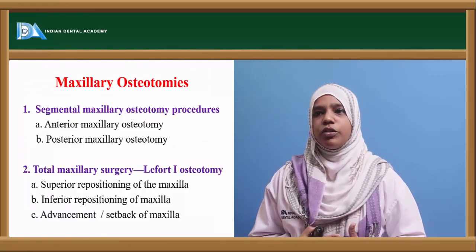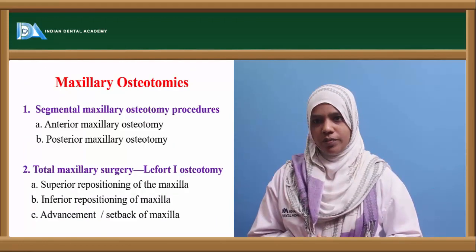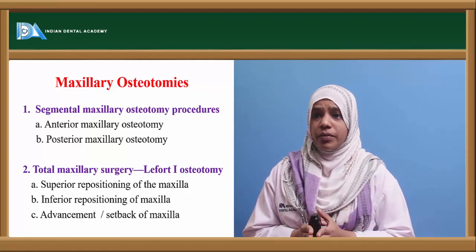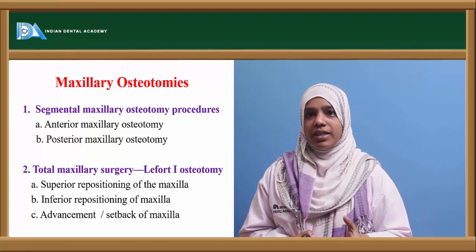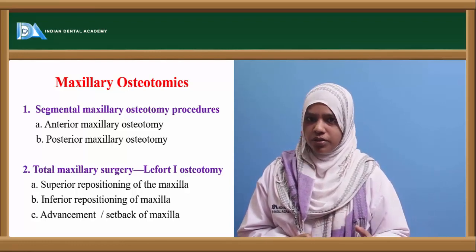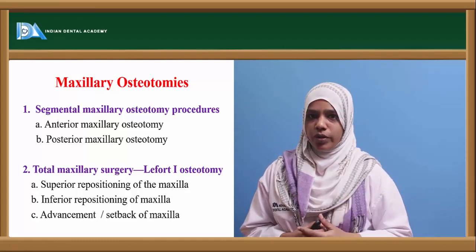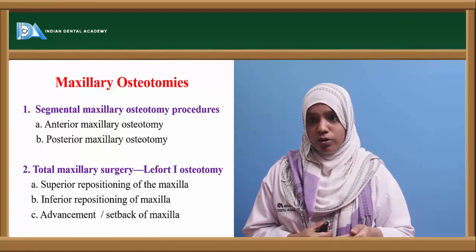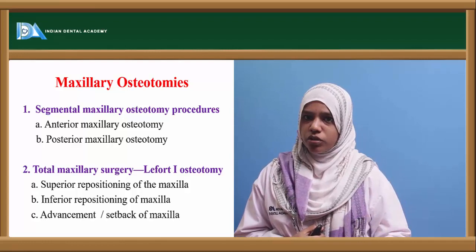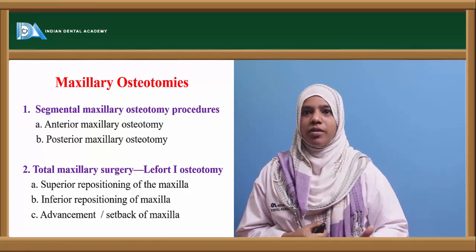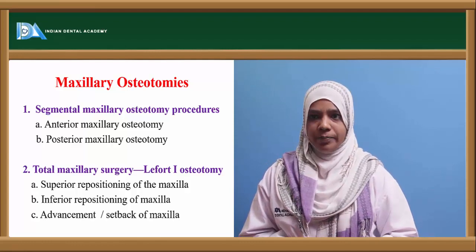Now let's move on to the maxillary osteotomy procedures. Maxillary osteotomy procedures consist of segmental maxillary osteotomy, that is anterior maxillary osteotomy and posterior maxillary osteotomy, and total maxillary surgery, that is Le Fort 1 osteotomy. With Le Fort 1 osteotomy, you could either do a superior position of the maxilla, inferior position of the maxilla, advance it or set it back, or correct its cant.